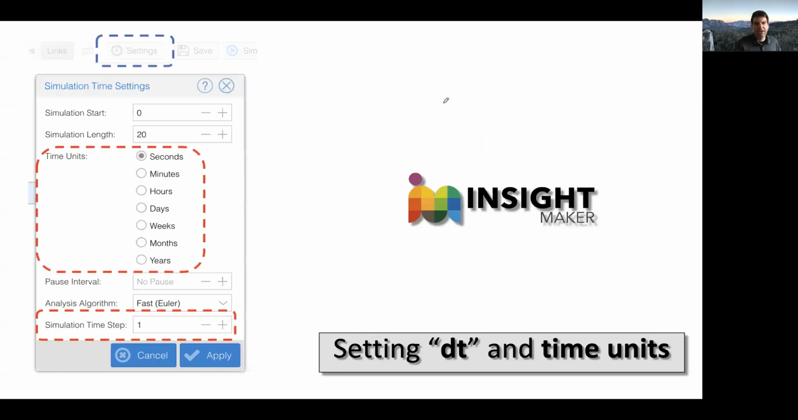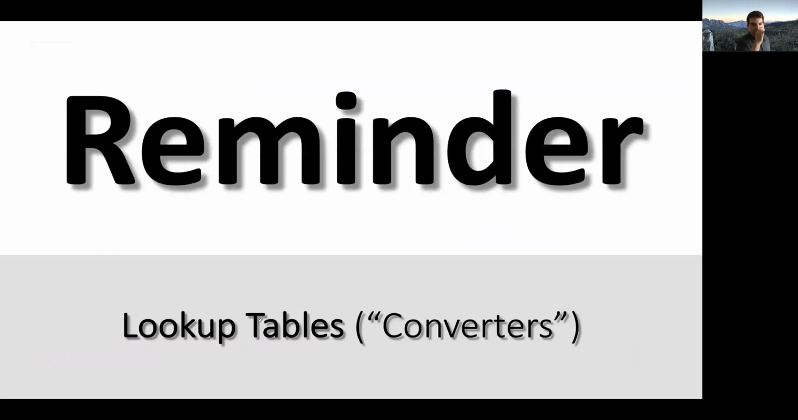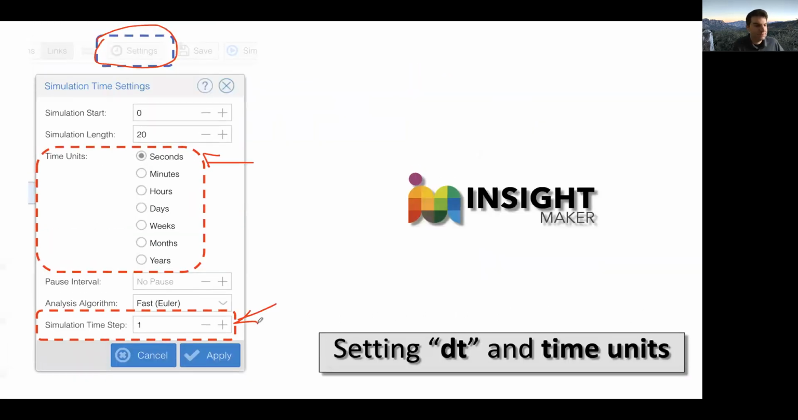And then in Insight Maker, there's the settings at the top of the model, and it likewise has a time units and a time step, and the same rules apply. So any questions about the time step stuff?